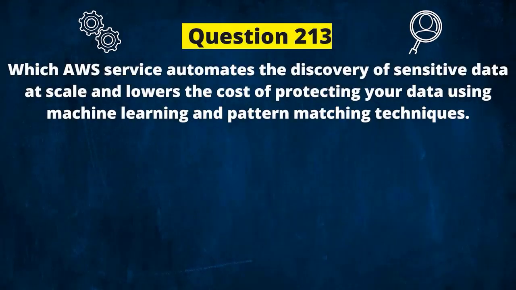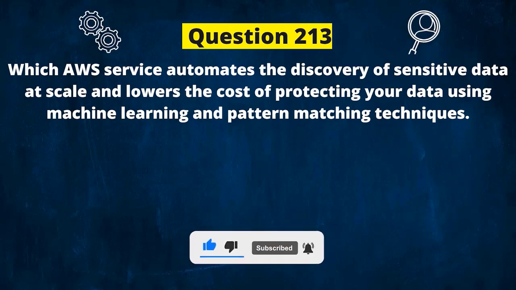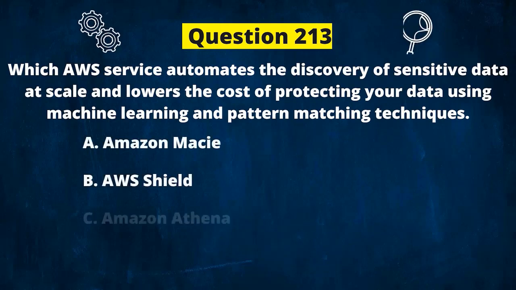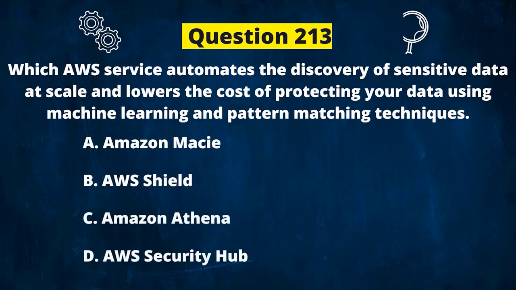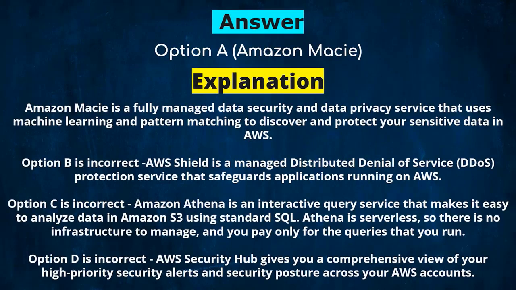Next question. Which AWS service automates the discovery of sensitive data at scale and lowers the cost of protecting your data using machine learning and pattern matching techniques? And the options are A. Amazon Macie, B. AWS Shield, C. Amazon Athena, D. AWS Security Hub. And the correct answer is option A. Amazon Macie. Explanation. Amazon Macie is a fully managed data security and data privacy service that uses machine learning and pattern matching to discover and protect your sensitive data in AWS.